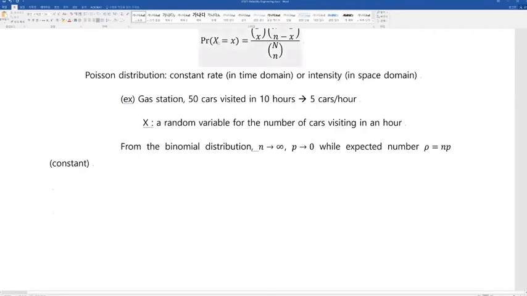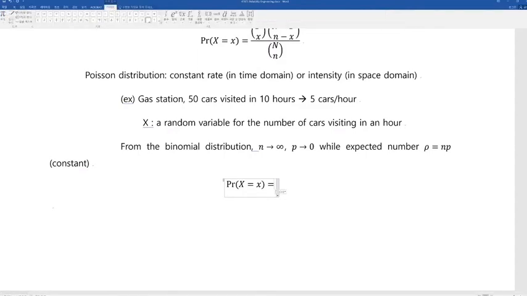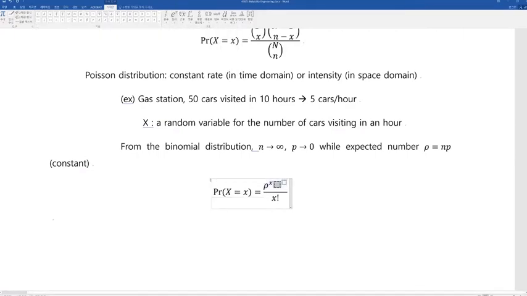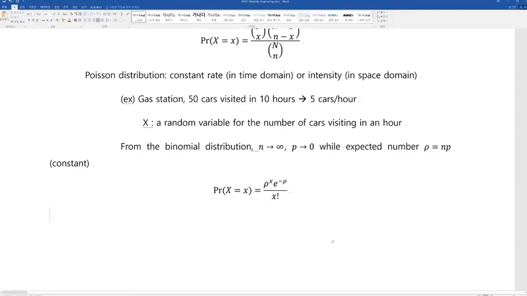And here the probability distribution is given in such a way that we have x factorial, and rho to the power x, and exponential minus rho. So it has this probability distribution.